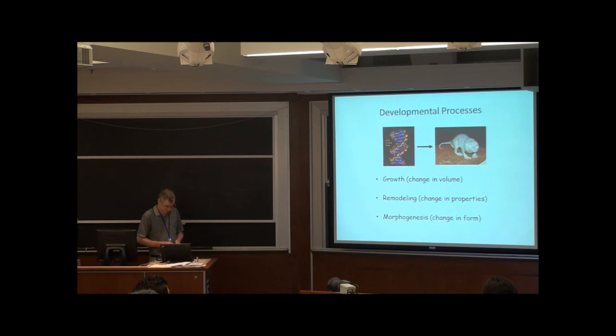As far as mechanics goes, we can divide development into three main processes. First, there's growth, which we can define simply as a change in volume. Remodeling is a change in properties, primarily material properties. And morphogenesis is a change in shape or form. In reality, all of these processes are coupled together, but it's useful to separate them out. And so today I'm going to talk primarily about morphogenesis.